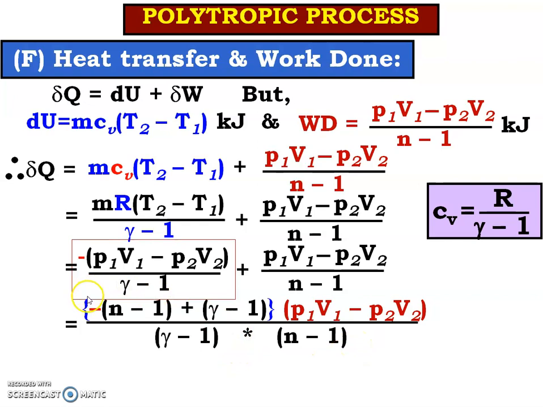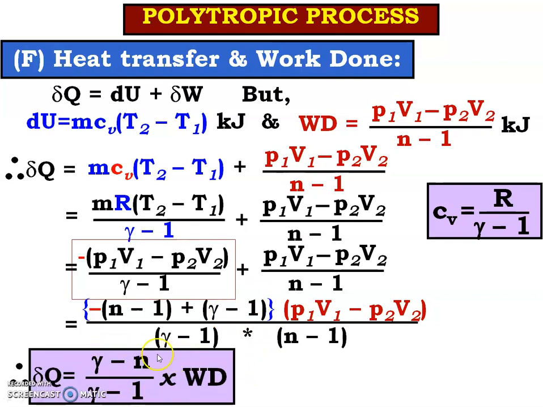Clear? Now simplify the term in the bracket. So minus n plus 1 plus gamma minus 1. The 1 and 1 cancel. So we are going to get gamma minus n and gamma minus 1, and this is the equation of work done as mentioned above. So (P1 V1 minus P2 V2) divided by n minus 1 is the work done. So delta Q is equal to (gamma minus n) divided by (gamma minus 1) multiplied by work done.